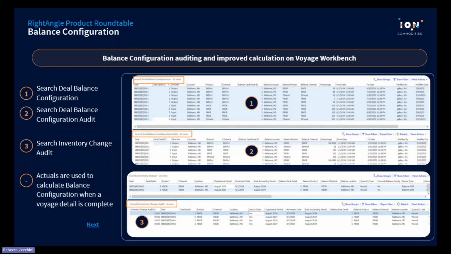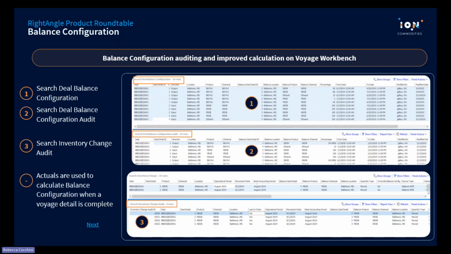So we did continue some of the work that we started in S25, where we had initially addressed some logic issues when you did make changes to balance configuration. So in S26, we introduced new audit capabilities that provide transparency to who made changes, exactly what changes were made. You can also see the impact that those changes have on inventory change.